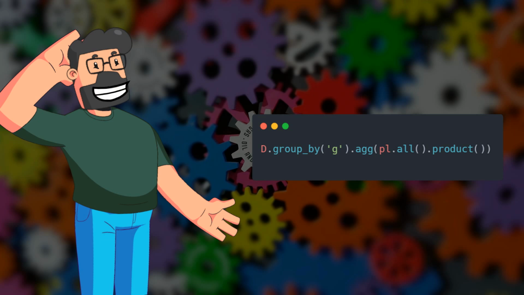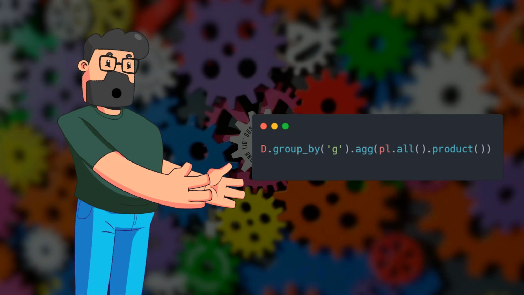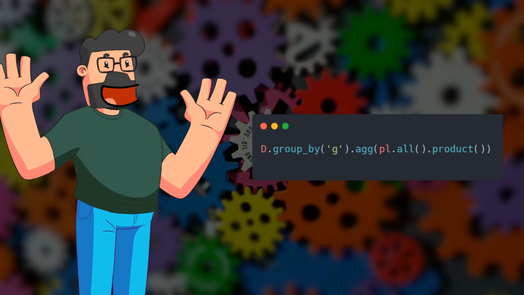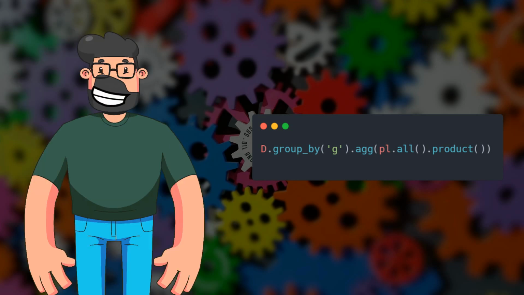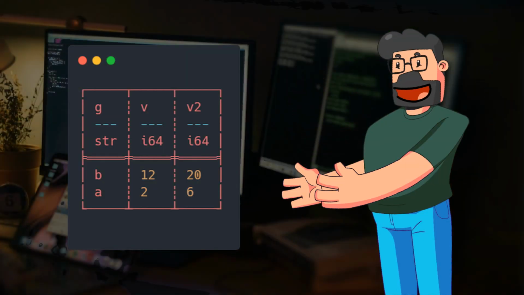To make this process smoother, we can use the Expr.product function. By simply chaining this function after grouping the data frame by G and aggregating, we can efficiently calculate the product within each group. This step simplifies the process and makes the code more concise. In the output, you'll see the groups represented with their respective products.